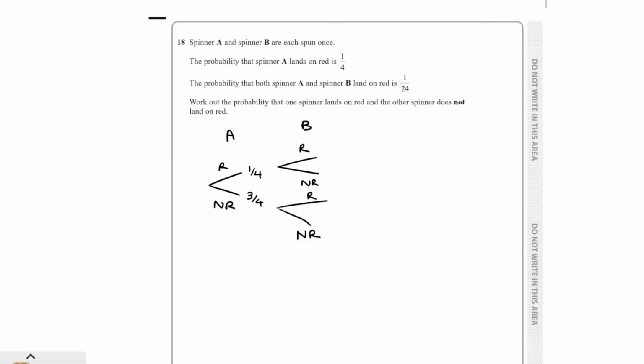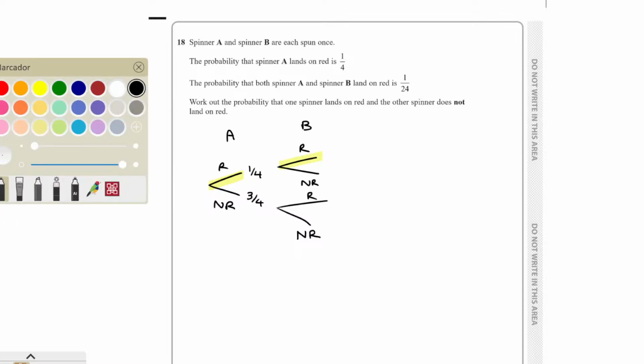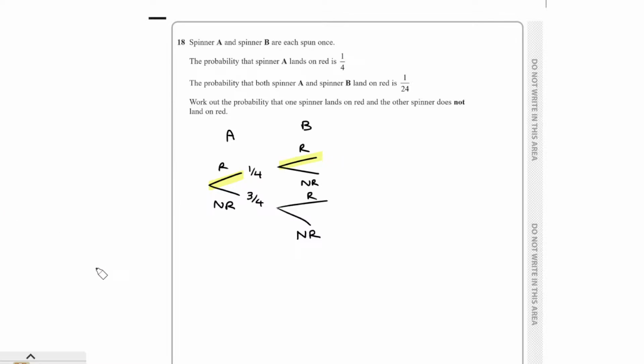So if I get my highlighter, I like to highlight the things on probability trees. If I follow that route, it would be red A, red B. Now think about how you do calculations in a probability tree. Between the branches, we always multiply, don't we? So what they would have done is 1/4 multiplied by whatever the probability of red for spinner B is, and they would get 1/24.